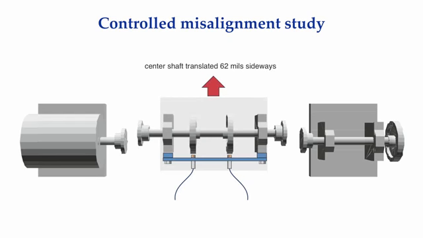I then loosened the 4 foot bolts on the center shaft and, using the jack screws, translated the center shaft another 31 mils sideways for a total of 62 mils of lateral misalignment, which resulted in slightly over 41 mils per inch of misalignment. I started the drive system back up and measured the vibration, motor current, and proximity probe gaps again. Here are the results of the experiment.